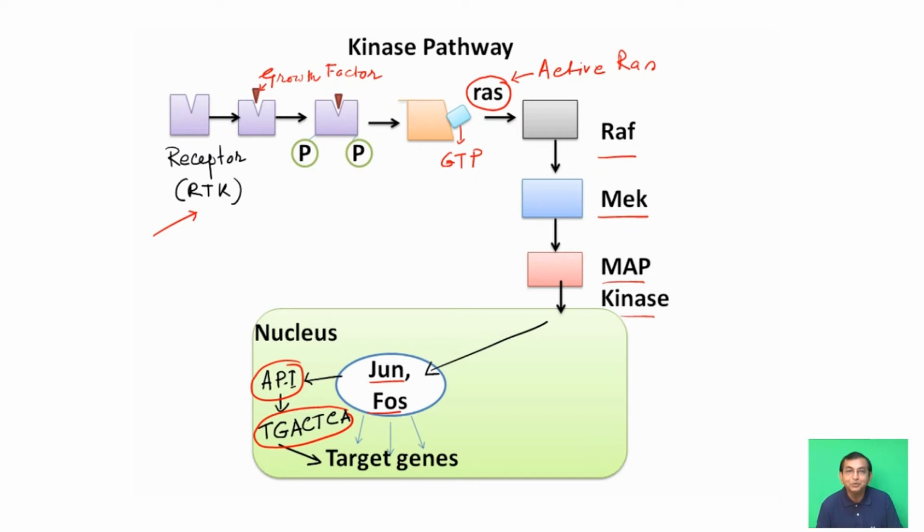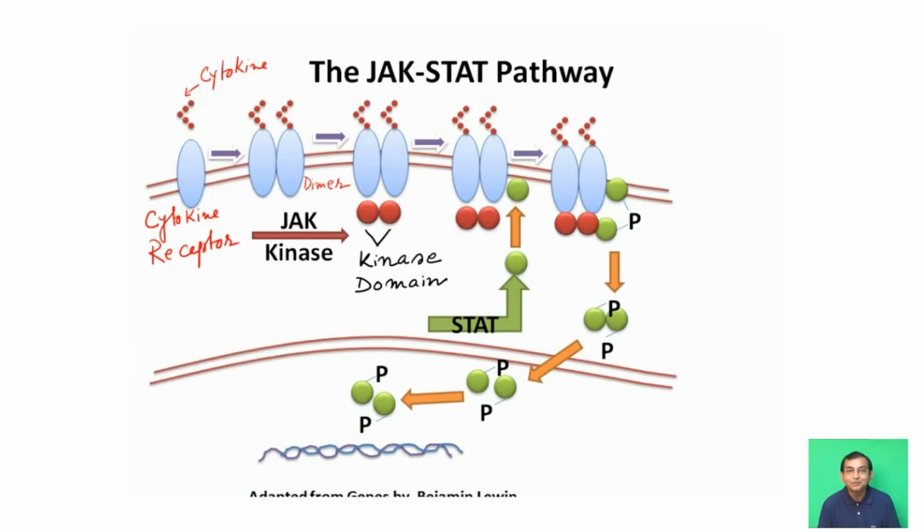If there is any mutation in Jun and FOS, abnormal growth or uncontrolled cellular proliferation occurs and cancer develops. So this is one of the kinase pathways. Here we have shown how the signal is transferred from the receptor to the nucleus and how the target genes are activated. Another pathway is also there. This is also a very important and, better to say, very simple pathway.